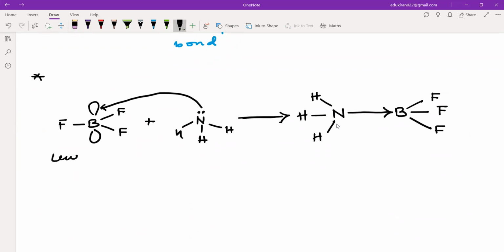So this is Lewis acid. This is Lewis base. Okay, so write this down. Let me know if you're done.